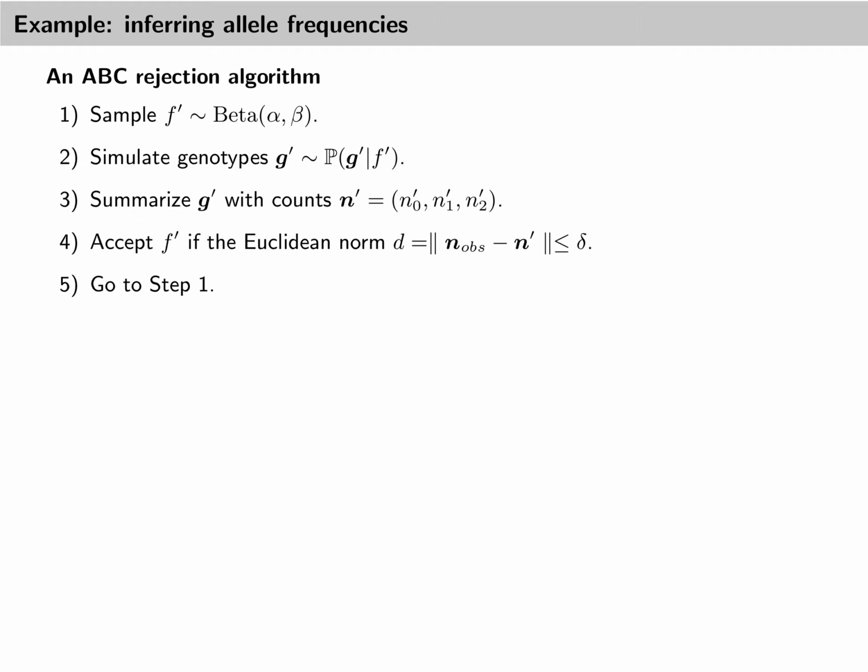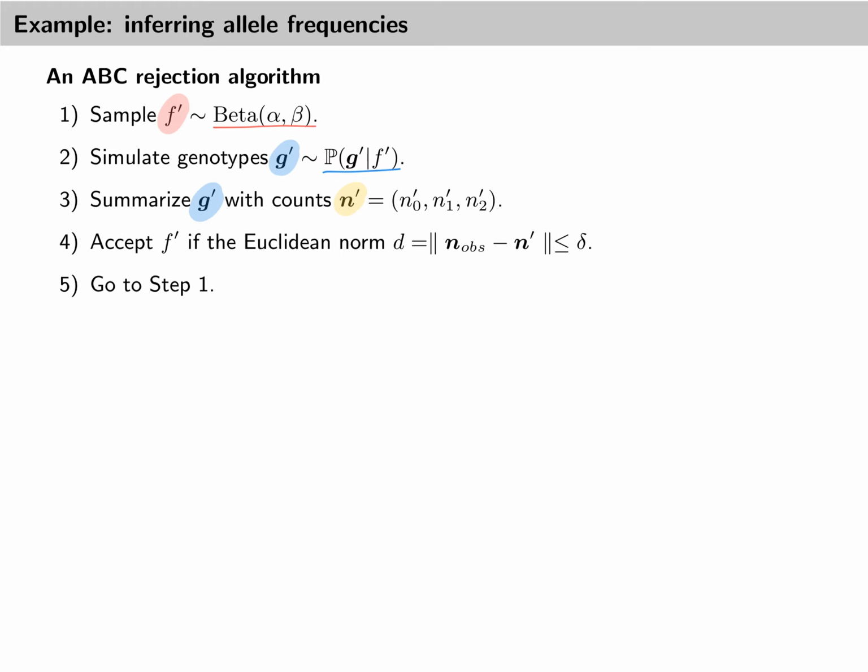First, we're going to sample a candidate parameter vector, in this case f prime, from the prior distribution, in this case a beta distribution with parameters alpha and beta. In the second step, we're then going to simulate data given the sampled or candidate parameter vector. In the case here, we're going to simulate a vector of genotypes g prime given the model introduced before. In the third step, we're going to then summarize the full data with the summary statistics. In this case, we're going to summarize our vector g prime with the counts n prime introduced before. That is, we're going to simply count how many homozygous ancestral, heterozygous, and homozygous derived genotypes are within that vector.